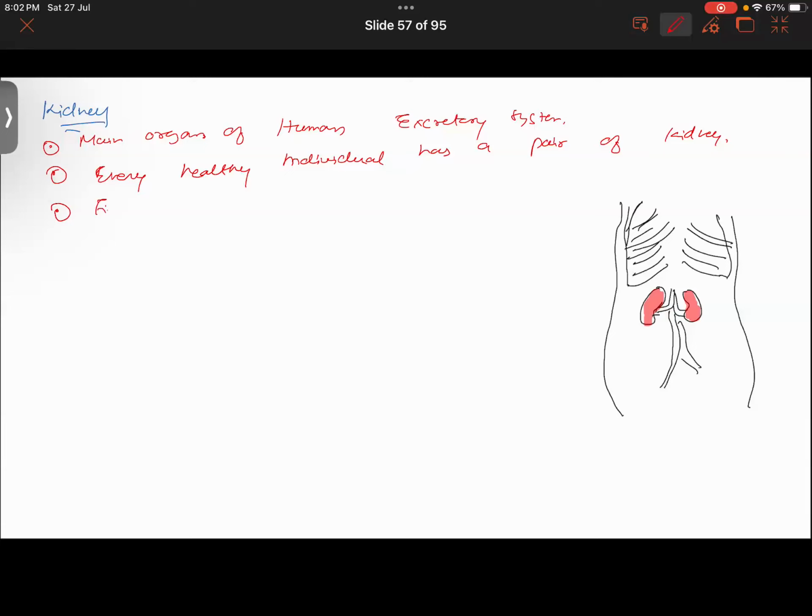Furthermore, you'd be writing down: filtering unit of kidney is nephron. Nephron, only that much.